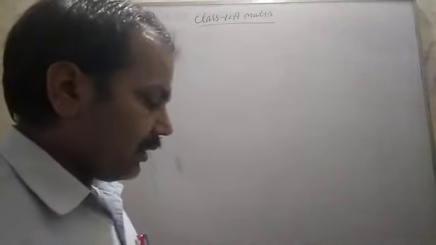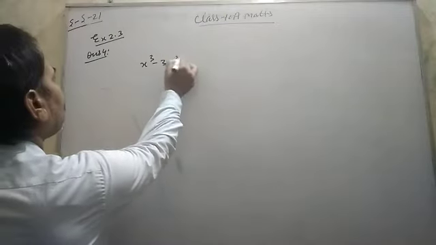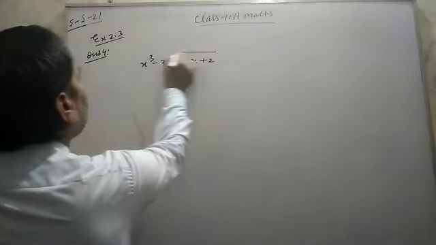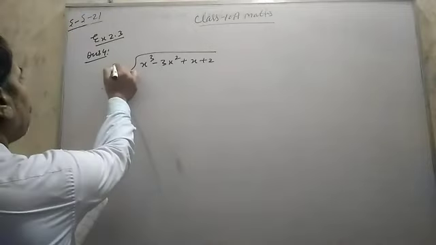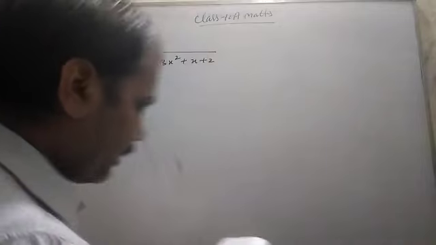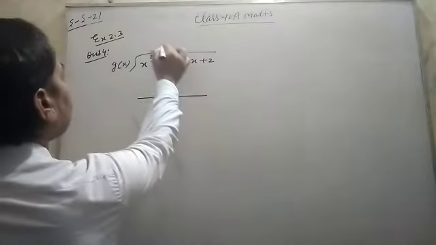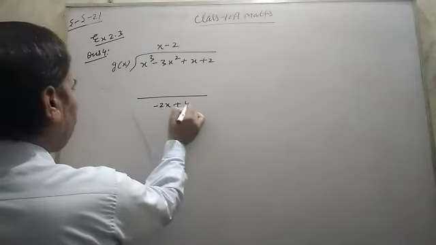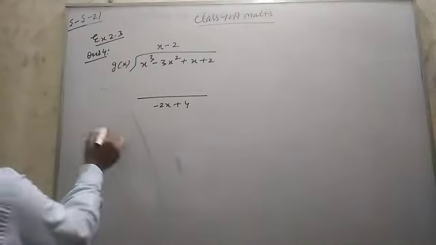On dividing x cube minus 3x square plus x plus 2 by a polynomial g(x), the quotient and remainder were as given. Find g(x). Okay, means apply the division algorithm.